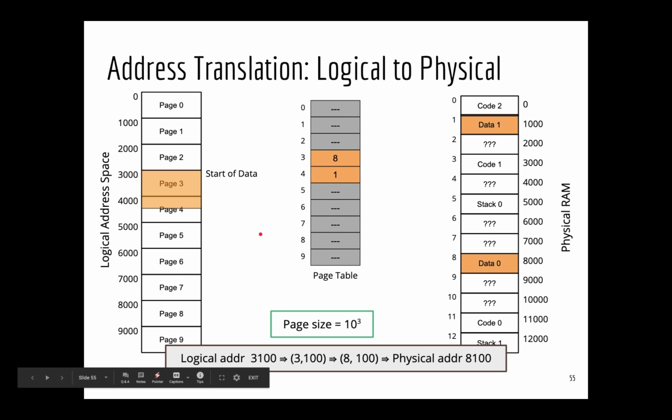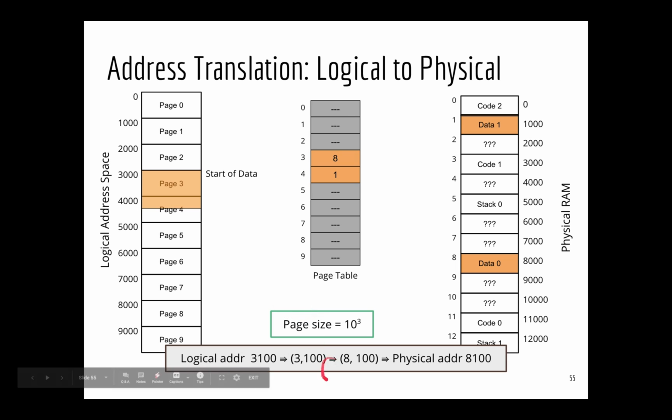So now let's say your program is trying to fetch data at logical address 3100. So 3100 is somewhere in here. From the layout of the logical address space, you can see that logical address 3100 is physically 100 bytes from the beginning of the page. So that means the CPU will issue the address as a pair of page number 3 and offset 100, which corresponds to logical address 3100.